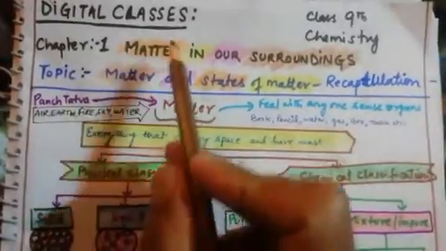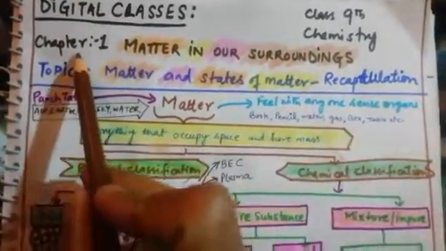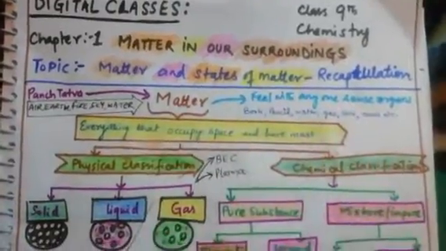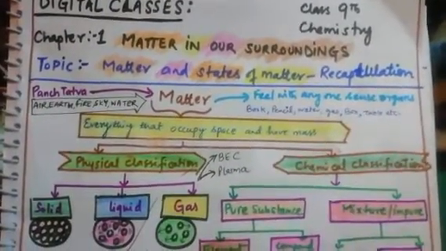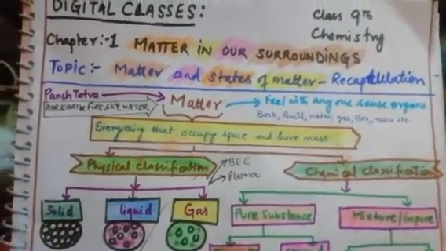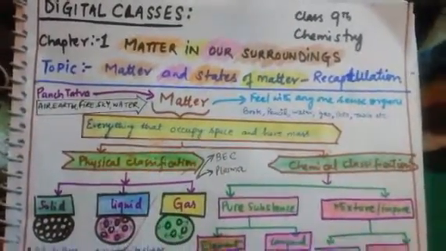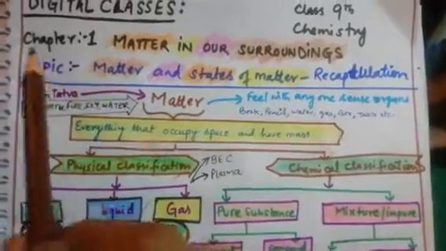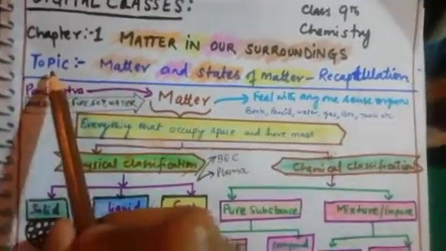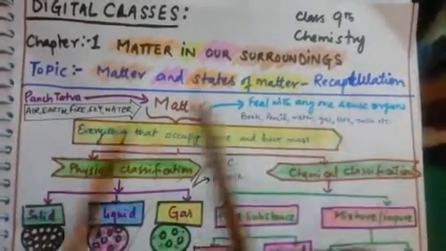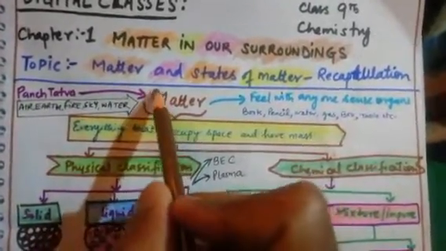Welcome to digital classes. This is your chemistry period, and as we are doing chapter 1, Matter in Our Surroundings, today in this video I'm going to tell you everything that we have done, just for better understanding. So please watch the video fully, pay attention and try to understand whatever I'm going to tell you. Okay, so the topic is matter and states of matter. We are going to do a recapitulation. So let's understand matter first.